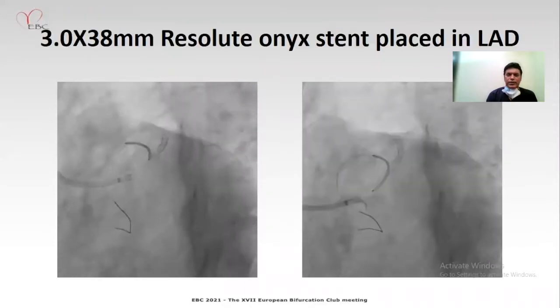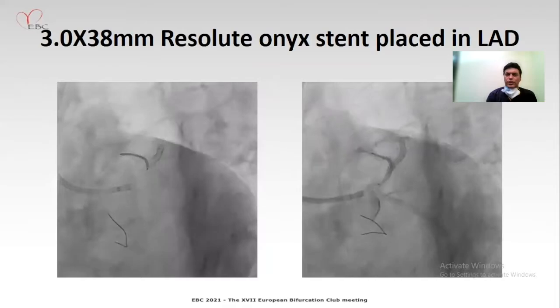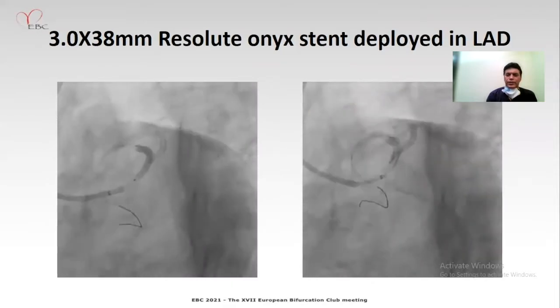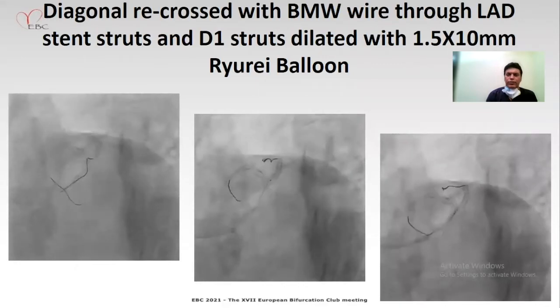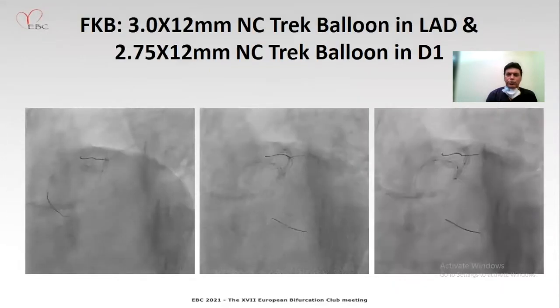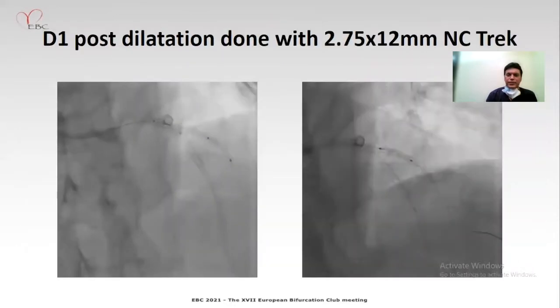Then we put the stent, a 3 by 38 mm Resolute Onyx stent, in the LAD. You can see the stent is expanded very well. And again, we recrossed with a 1.5 balloon. And then we used a 3 mm balloon in the LAD and a 2.7 by 12 mm NC in D1. So this is the second kissing.